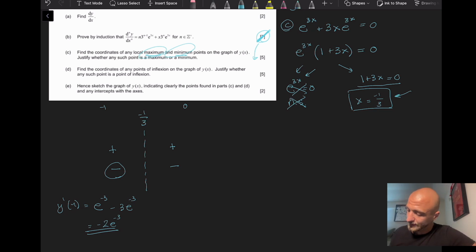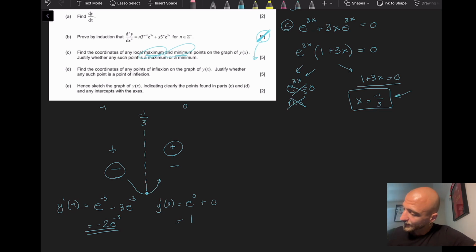If we plug in a 0, let's see what happens. Y prime of 0 will give us e to the 0 plus 0, which is just equal to 1, which is a positive number. This is telling us that up until this specific point, the function is decreasing. When it reaches negative 1/3, we've reached a minimum, and then it begins to increase.